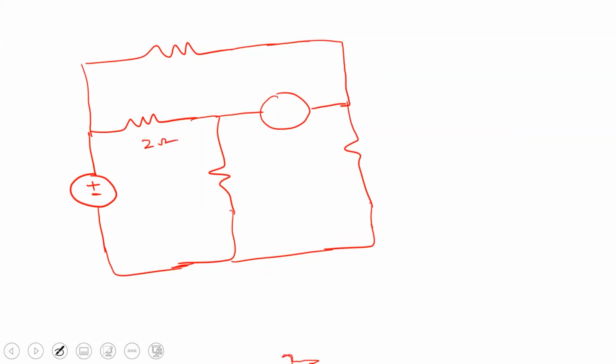Say this is 2 ohm and this is 8 ohm and this is 6 ohm and this one is, for example, plus minus 5 volts. Top one is 4 ohm. This one is 10 ohm. Okay, right. So the question is find the current through these branches, these 4 resistors, right?